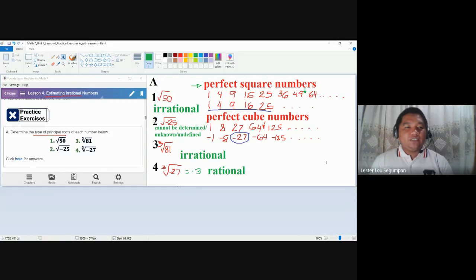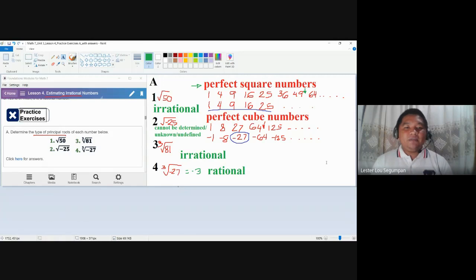Here are the answers for numbers 1 to 4. Number 1, the principal square root of 50 is irrational. Number 2, the principal square root of negative 25 cannot be determined, or is undefined. Number 3, the principal cube root of 81 is an irrational number. And number 4, the principal cube root of negative 27 yields negative 3, a rational number.